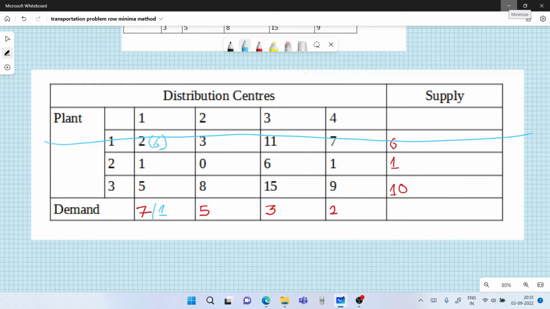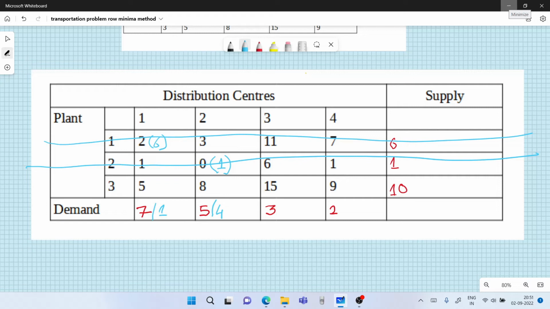Now we go to plant number 2. Now the minimum cost of supply here is 0. This is the cost of supply from plant number 2 to distribution center number 2. So we apportion this 1 million liter to distribution center number 2. So therefore, now distribution center number 2 has a shortfall of 4 million liters, and we strike off plant number 2 because we have exhausted the supplies from plant number 2.